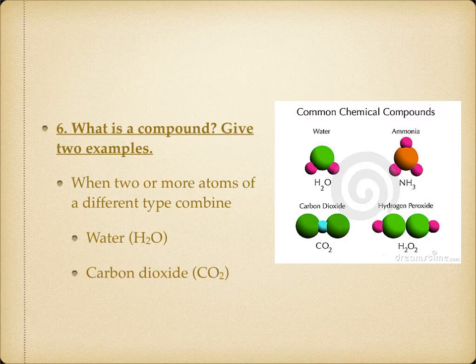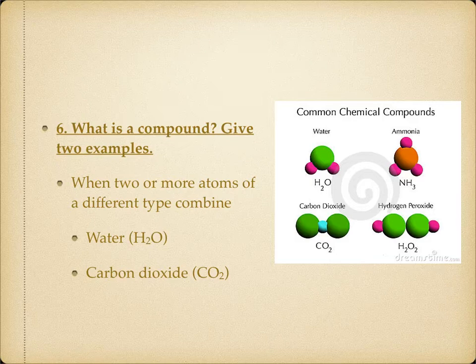Number 6, what is a compound? And give 2 examples. Well, a compound is formed when 2 different types of atoms combine chemically. Okay, they're going to bond. Atoms bond. That's what they want to do. Okay, so when there are 2 different types of atoms, it's considered a compound.